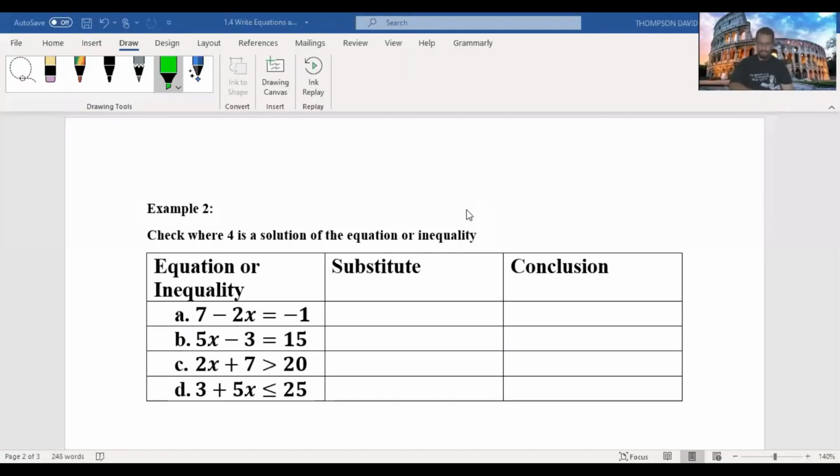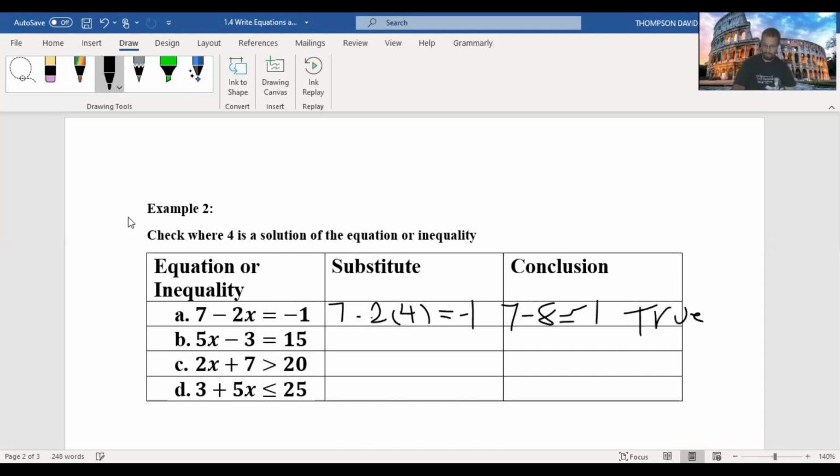Example 2. Check whether 4 is a solution of the equation or inequality. So what we have to do is plug in 4 to see if it's true or false. So I'm going to say 7 minus 2 times 4 equals negative 1. 2 times 4 is 8. So 7 minus 8 equals negative 1. So that's true. So it is a solution.